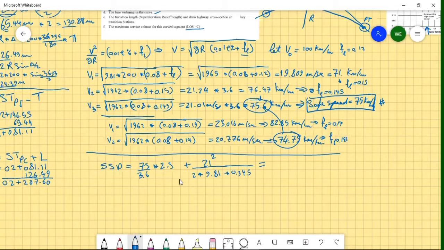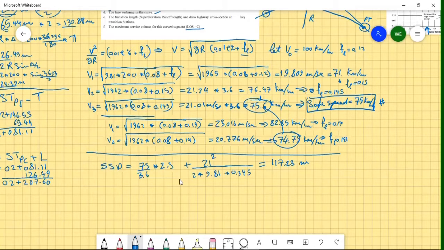لا مؤاخذة يا شباب. So this will be 2.5 multiply 75 divided by 3.6 plus 21 squared divided by 2 divided by 9.81 divided by 0.345. So this will be 117.23 meters.